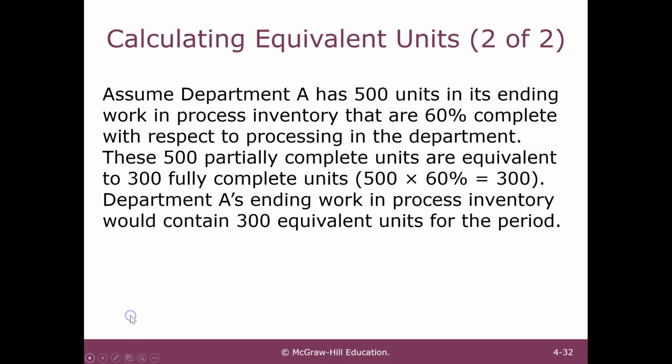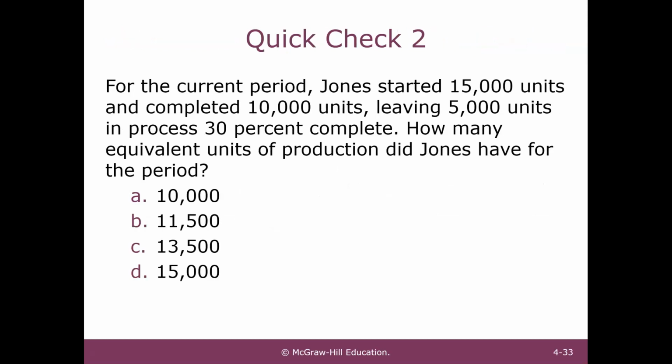Okay, if you have 500 units at the end of the month, it's sitting in work in process inventory, and they're 60% complete, to figure out what the equivalent units of completed units you would have, take that 500 partially complete, multiply it by the percent complete they are, which is 60, and you get 300 units. Those 500 partially completed units are equivalent to 300 completed units.